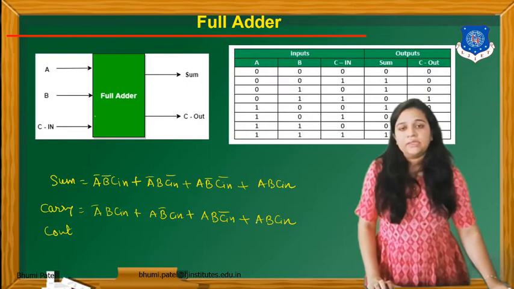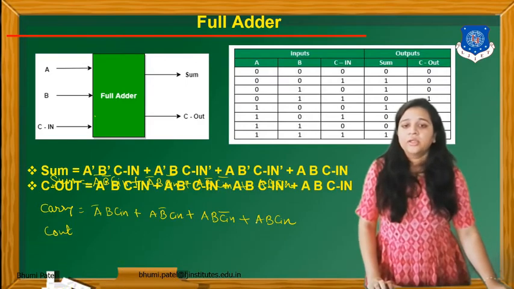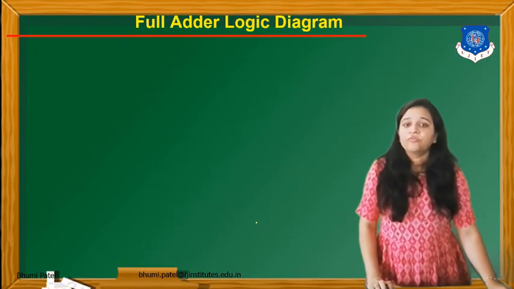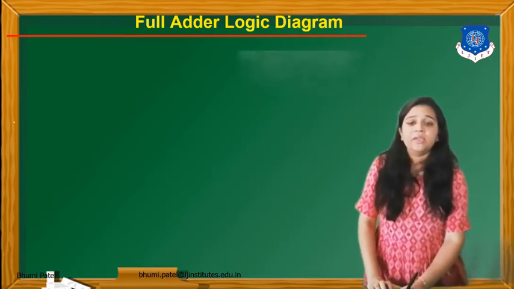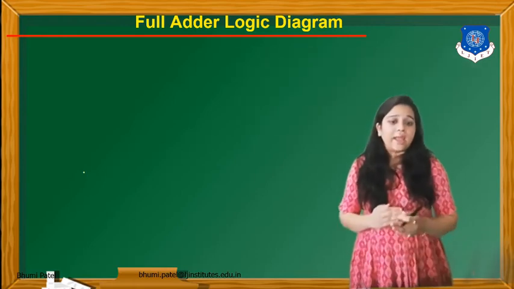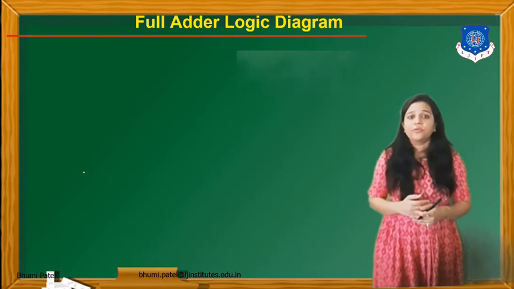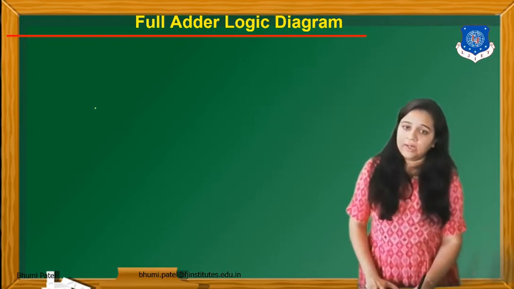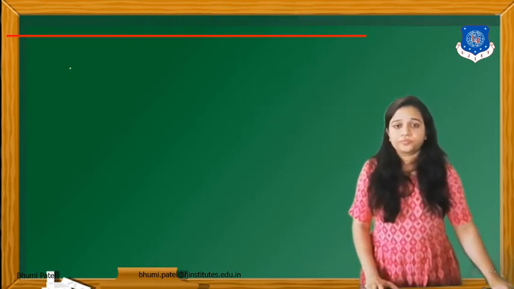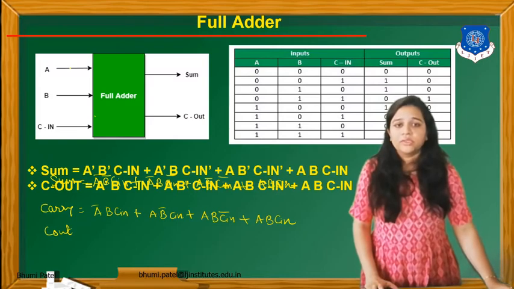Now the next is we have to draw the full adder logic diagram. Okay, so what is the full adder logic diagram? Simply we have to draw the AND gate, and using the AND gate and OR gate we have to draw the full adder logic diagram. Okay, so first of all the sum is equal to A bar B bar C in.